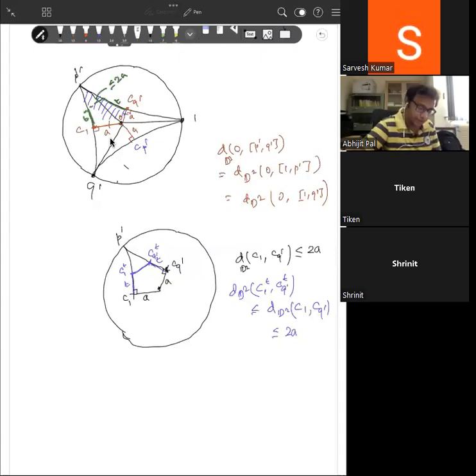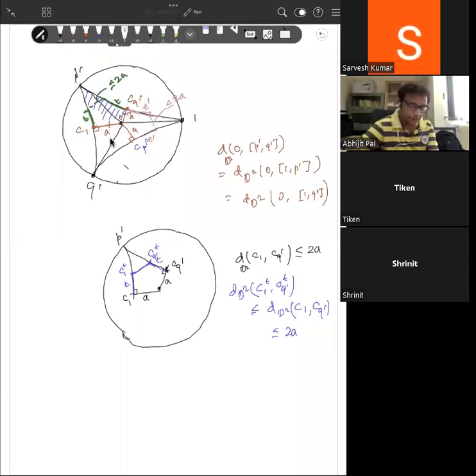In general, for ideal triangles you cannot give that definition of thinness, but something similar you can. The same thing happens for this side also. If I move T prime distance on this side and T prime distance on this side, this distance will be at most twice A.